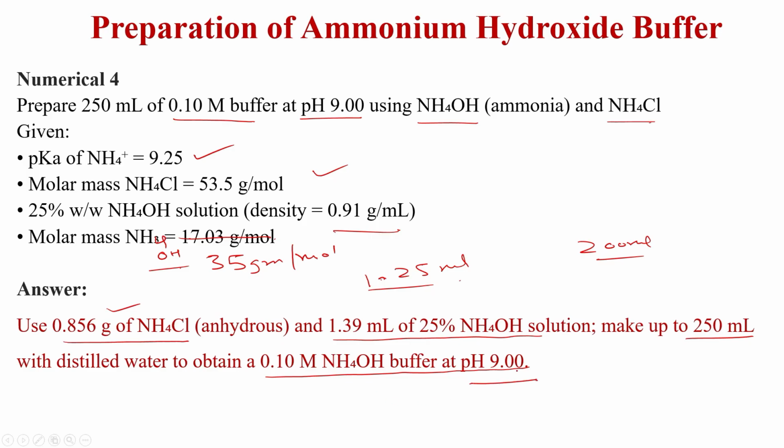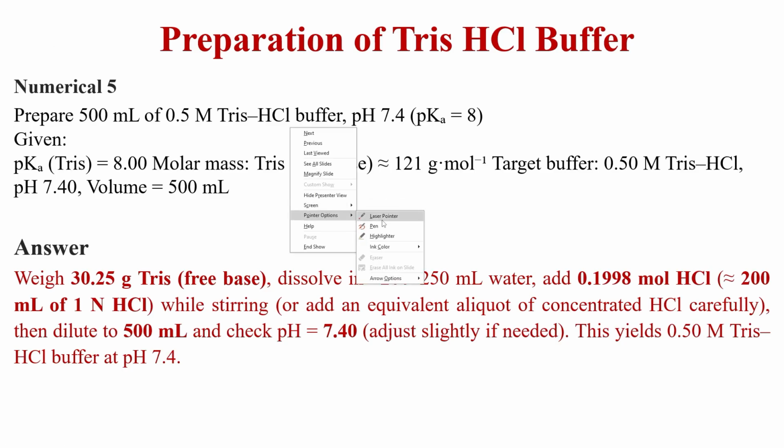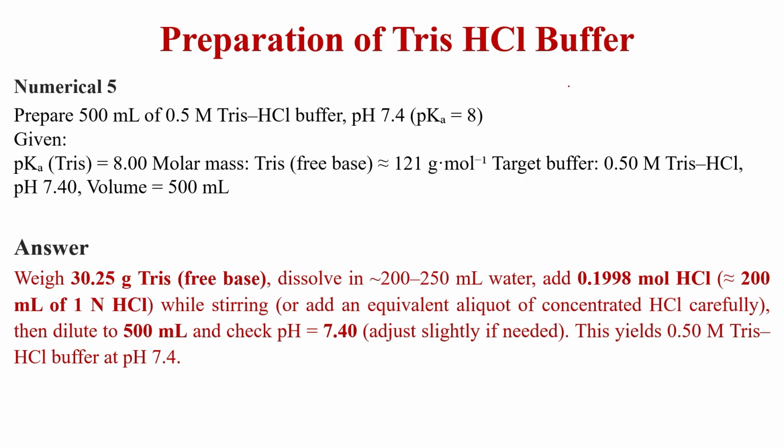Okay, so this way we are calculating the concentration of ammonium hydroxide and ammonium chloride which is required to prepare a 0.1 molar ammonium hydroxide buffer. Okay, now let us do the last numerical, on preparation of Tris-HCl buffer.